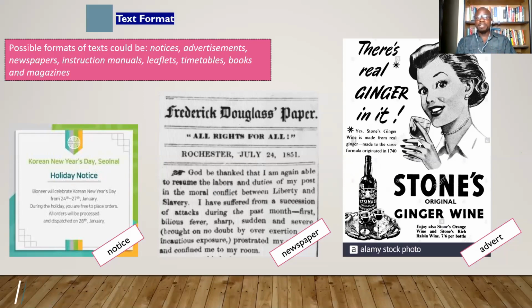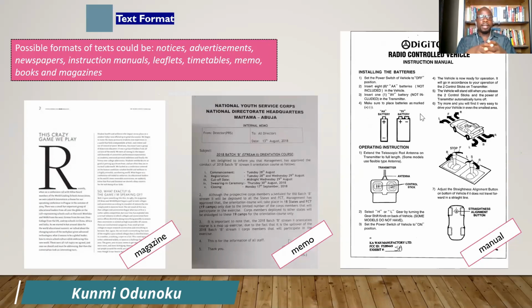Again, you can have an advert. This is an example here. You can also have a magazine. You can have a memo here. Just look at this one in the middle here. It's a memo where a number of information has been given to you.